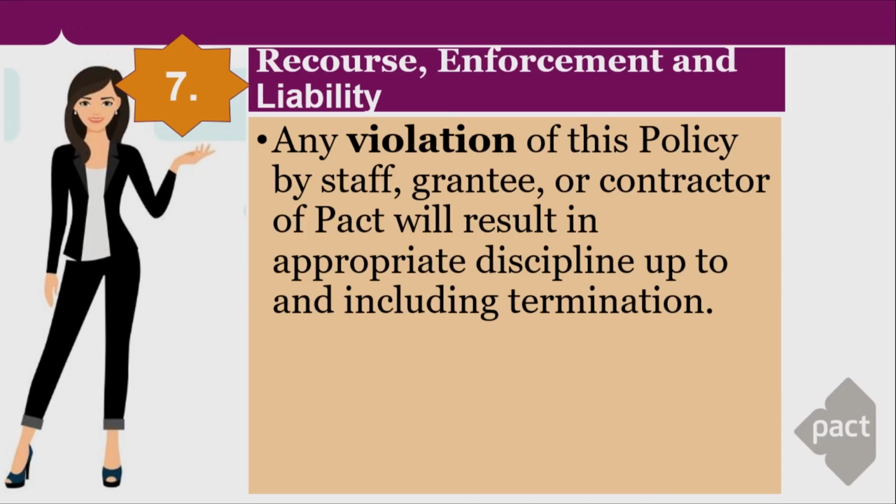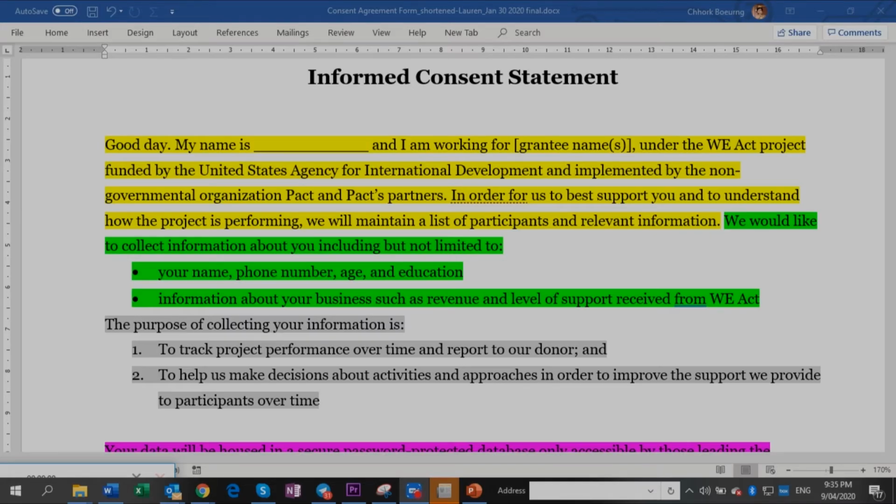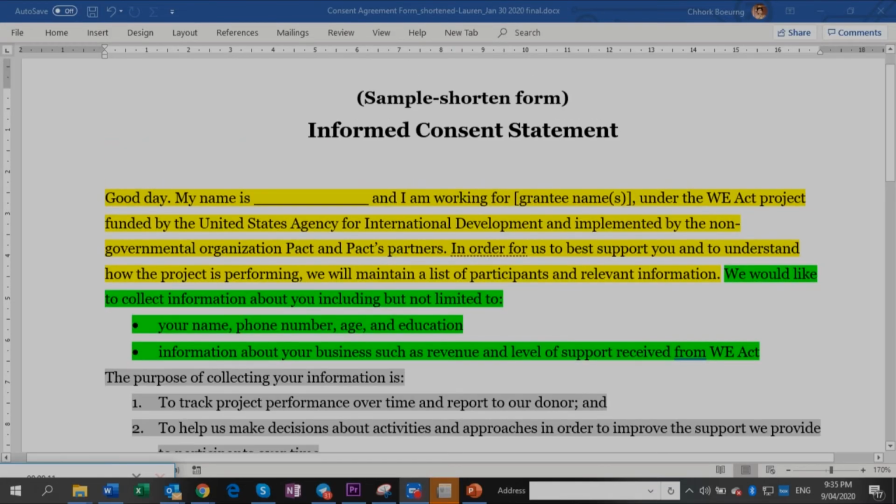The final step of the key principles of personal information protection is very important. It is about the requirement, enforcement, and liabilities. In case PAC staff, grantee, or contractor violate this policy, PAC will take appropriate action to discipline them, including termination of the contract.